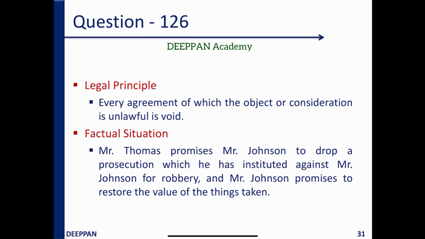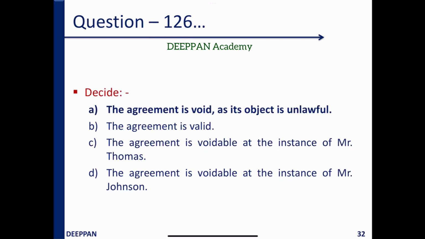Legal principle: every agreement of which the object or consideration is unlawful is void. Factual situation: Mr. Thomas promises Mr. Johnson to drop a prosecution which he has instituted against Mr. Johnson for robbery, and Mr. Johnson promises to restore the value of the things taken. The agreement is void as its object is unlawful.